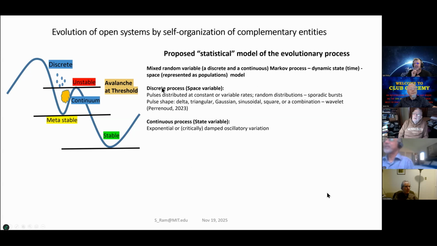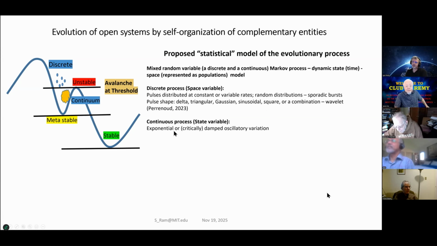So in the first slide, I was talking about the discrete process, which is this thing that is influencing the system, all the interaction that is coming from the environment. It can be modeled as pulses distributed at constant or variable rates. That's very important. It doesn't have to be periodic and have certain frequencies. It can have all kinds of rates. It can have random distributions, can have sporadic bursts. And also the pulse itself could have a pulse shape.